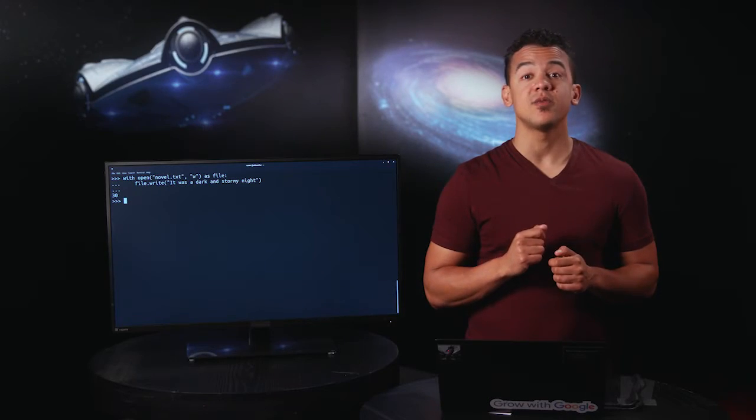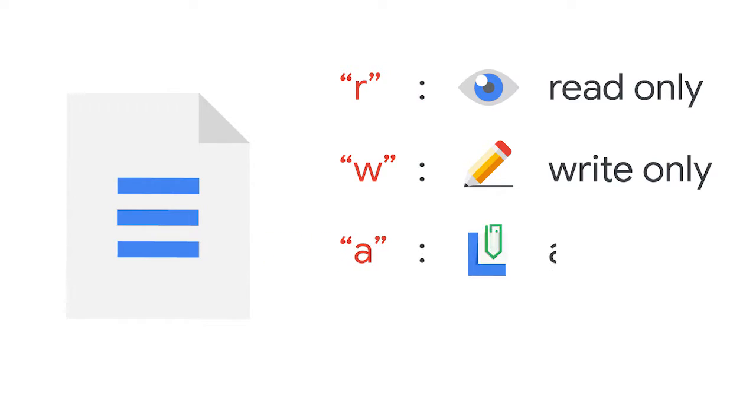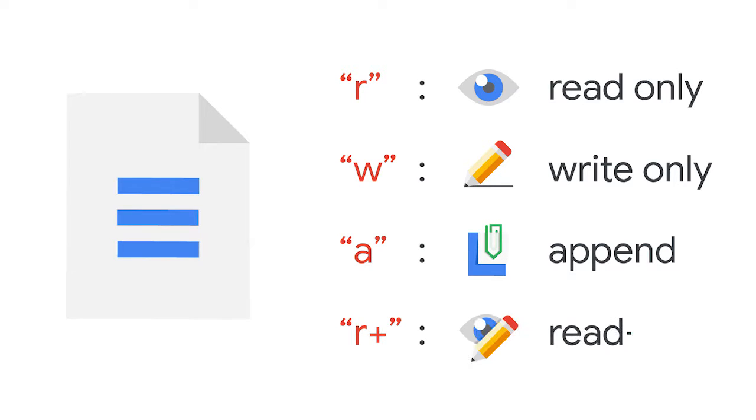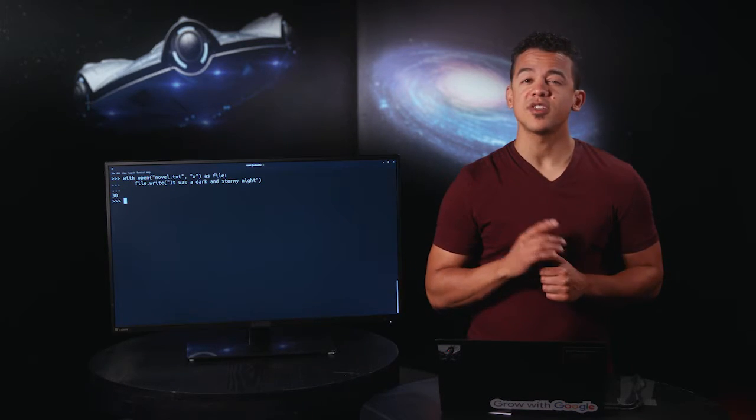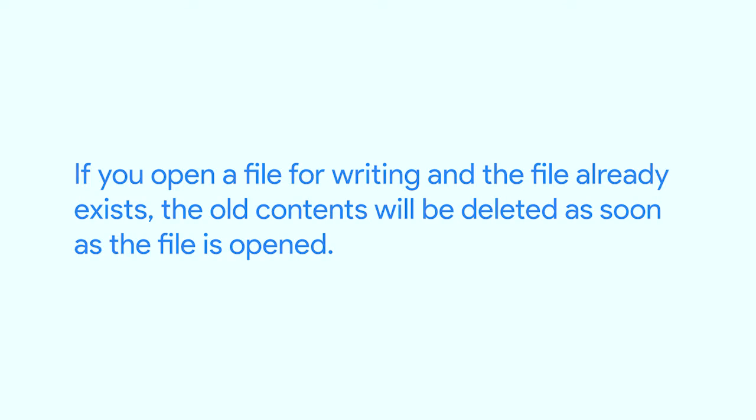If you want to add content to a file that already exists, you can do that by using other modes, like A for appending content at the end of an existing file, or R+ for read-write mode, where you can both read contents and overwrite it. This has tripped up a lot of us more than once. So I'll say this again. If you open a file for writing and the file already exists, the old contents will be deleted as soon as the file is open.